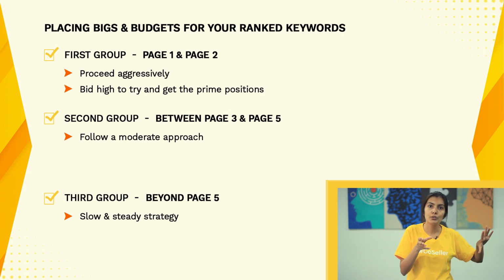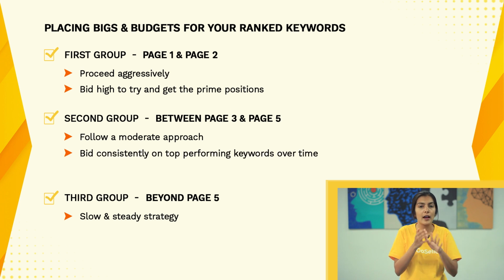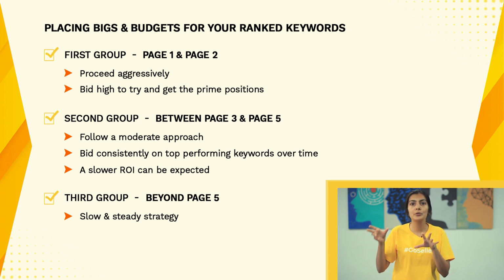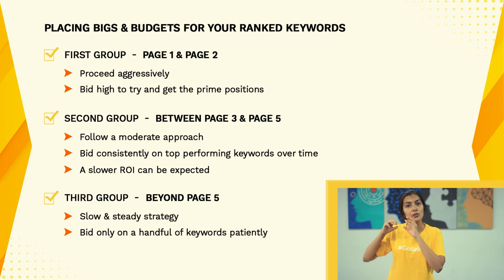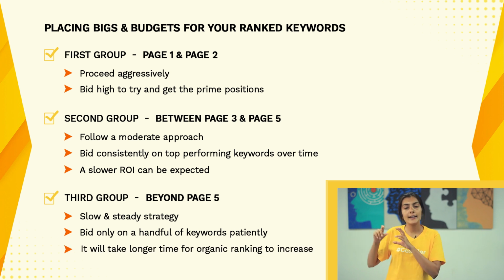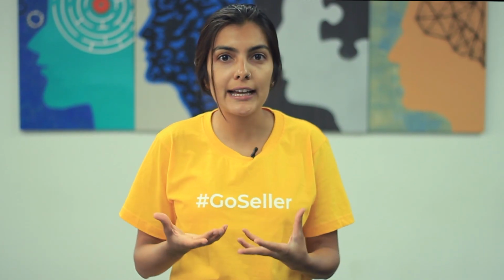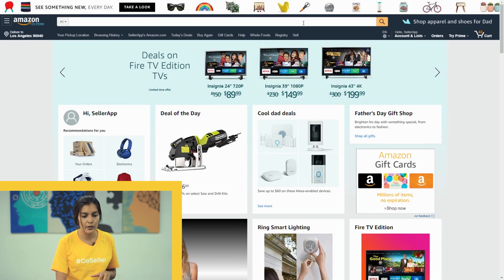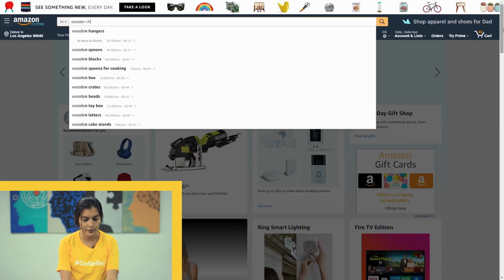For group 2, you can be a little more moderate in how much you want to spend, and you can expect a slower return on investment. For the third group, you'll have to have a lot of patience, and you'll see a gradual increase in the Amazon organic rank. So let's take one keyword as an example and take a look at how many units we'll have to sell in order to rank on page 1 at the end of a week. Let's take wooden chopping board as an example.